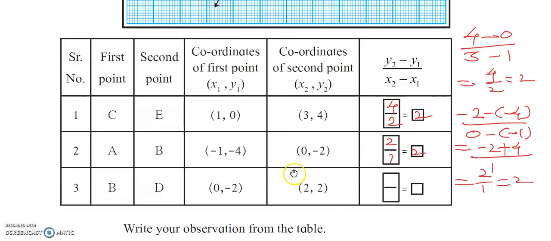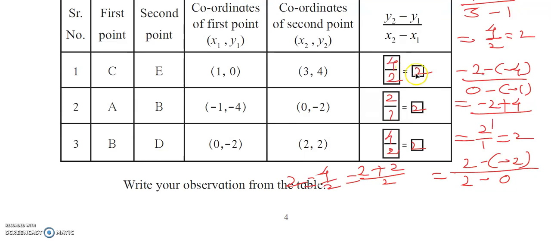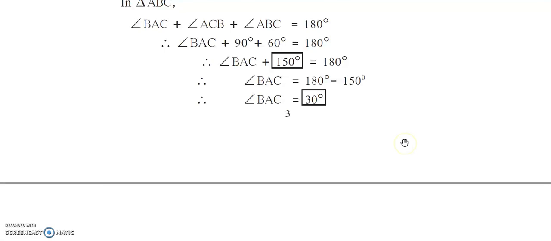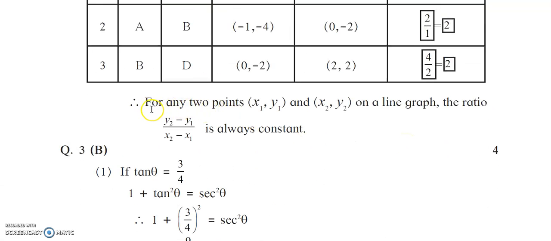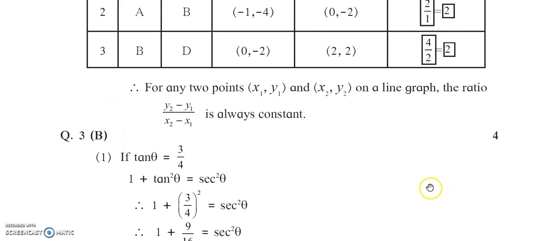Next, the last point, that is y2 minus y1 means what? 2 minus in bracket minus 2, upon 2 minus 0, and that is equal to, minus minus becomes plus, 2 plus 2 upon 2, and that is 4 upon 2, which is again 2. It means that if you see this, the slopes are equal, and hence the points are collinear. You can write in this way. For any 2 points (x1, y1) and (x2, y2) on a line, y2 minus y1 upon x2 minus x1 is always constant, like this. The next question.